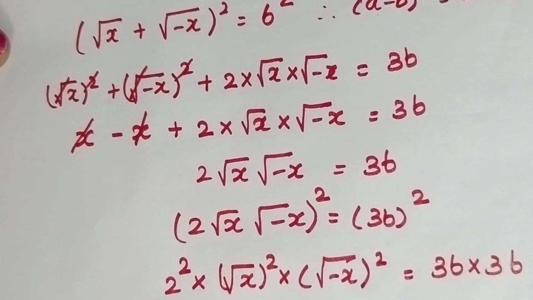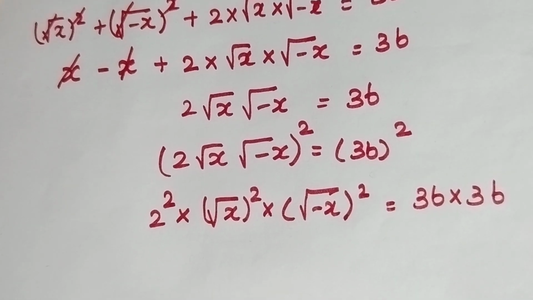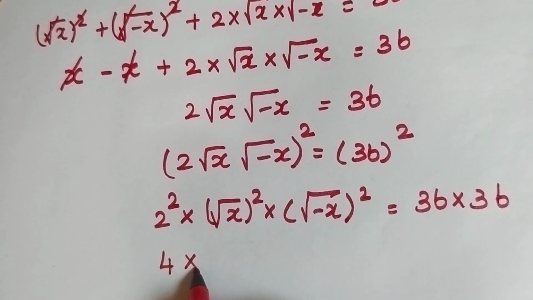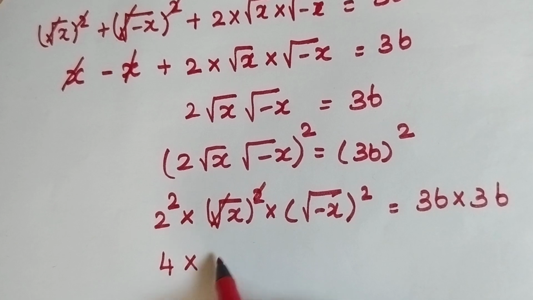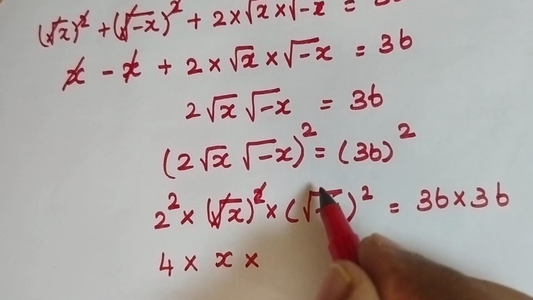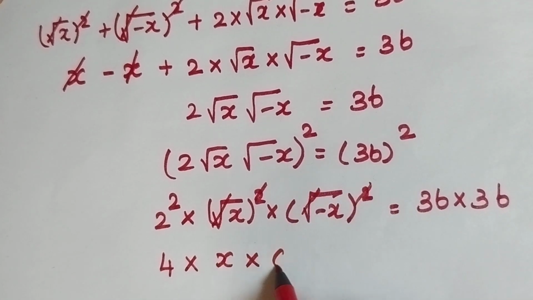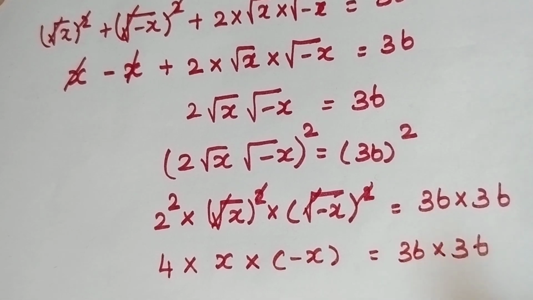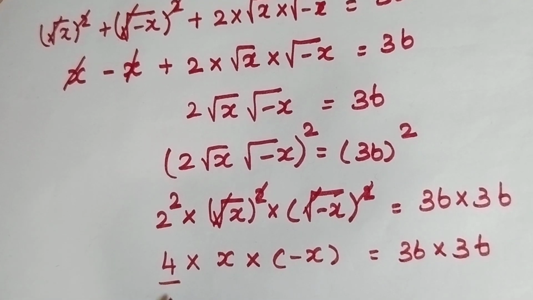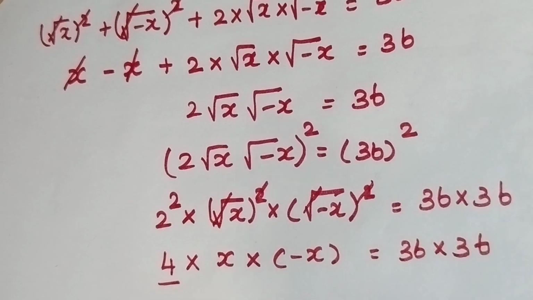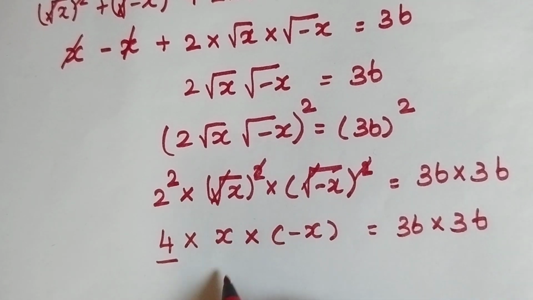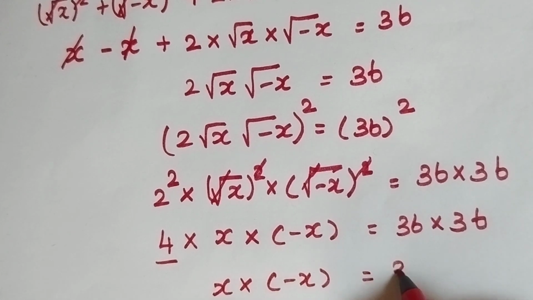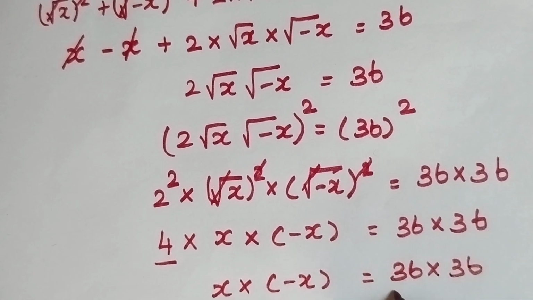So in order to avoid calculation, I have written it like this. Here 2 square is 4, into x, as the root and square get cancelled, into minus x, as the root and square get cancelled, which is equal to 36 into 36. Now I am going to shift this 4 towards the right hand side. Therefore x into minus x is equal to 36 into 36 divided by 4.